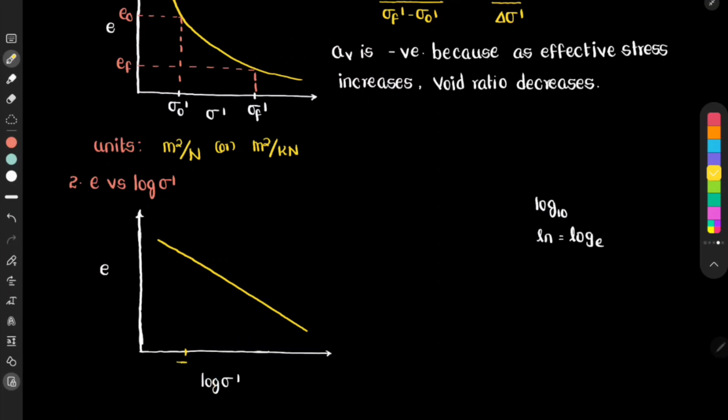And then once again consider sigma naught dash. This is log sigma naught dash. And consider sigma f dash. This is log sigma f dash. Corresponding to log sigma naught dash, this is the void ratio, e naught. And corresponding to log sigma f dash, this is the void ratio, e f.